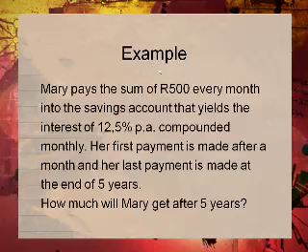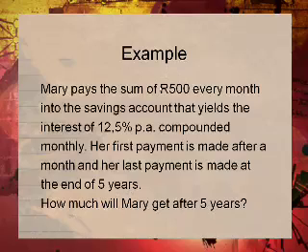Now, this is an ideal example for the savings. Mary pays the sum of 500 every month into the savings account. That yields interest of 12.5% per annum compounded monthly. Her first payment is made after a month, and her last payment is made right at the end of 5 years. How much will Mary get after 5 years?